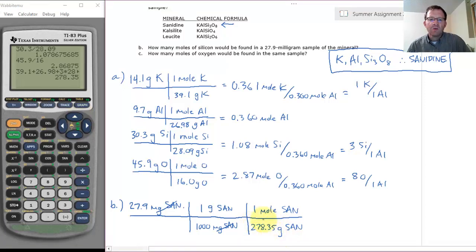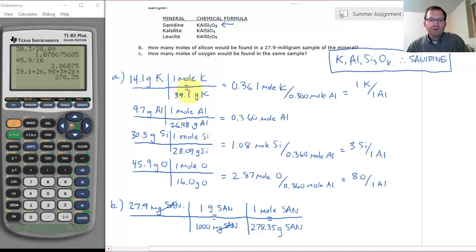So that's going to go down here. 278.35 grams is equal to 1 mole. When we add that up, we can say this is an equality statement. 1 mole is equal to 278.35 grams. We can say that 1 gram of sanidine is equal to 1,000 milligrams. And remember, we can put whatever we want top and bottom in these boxes as long as they're equalities, or there is some sort of appropriate ratio.